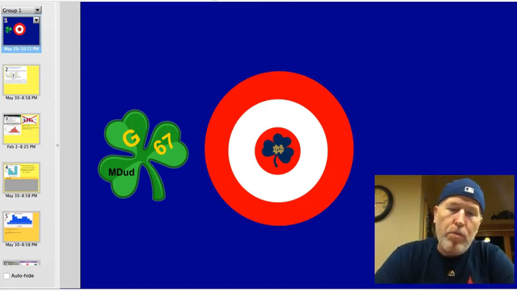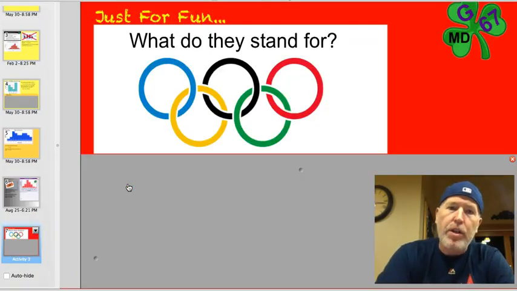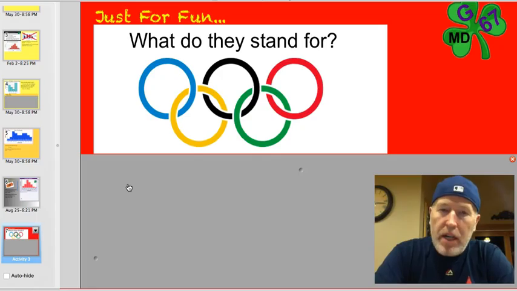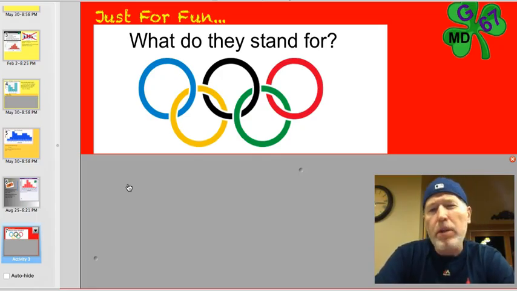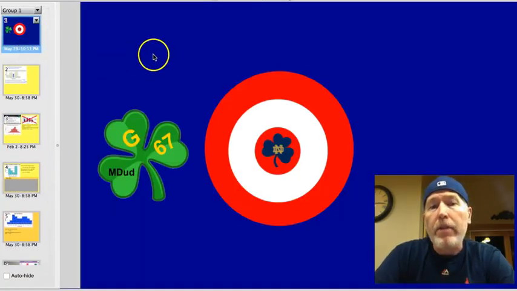Tonight we're going to be interpreting histograms, but let's start off with one more Olympic trivia question. I know you know what these are, but do you know what they stand for? In other words, do you know what they represent? Yeah, they're the Olympic symbol, or the Olympic rings, but what do they really represent? I didn't know. I'll be back and give you the answer after instruction.